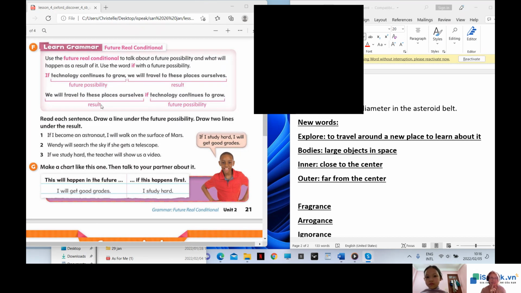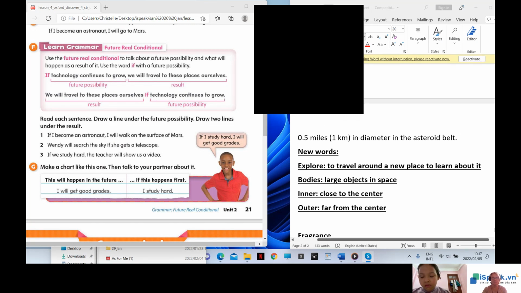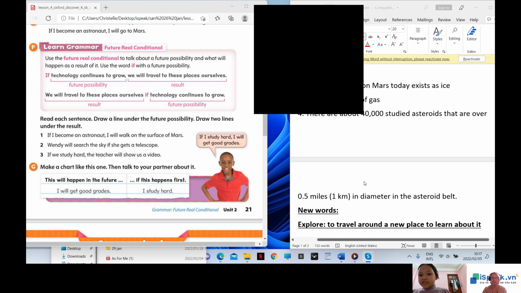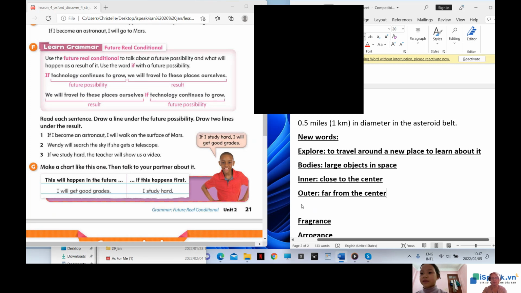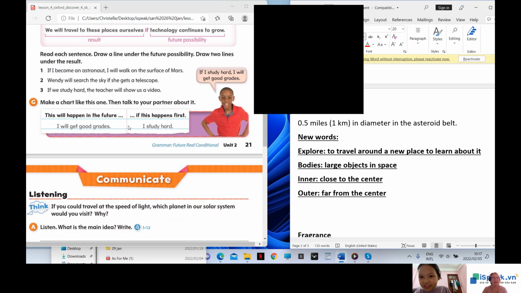You must tell me. What part of the sentence is the possibility? If I become an astronaut, I will walk on the surface of Mars. What part is the possibility? I will travel its surface. Yes, there at the number 1.